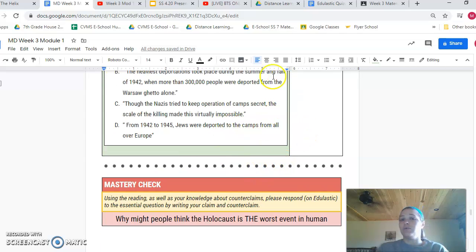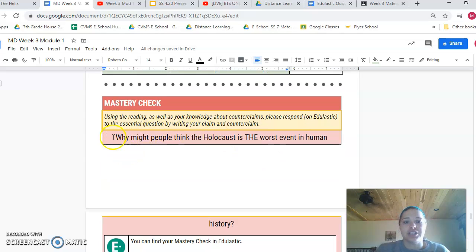When you are done with all parts, the counterclaim, and that guided reading, you have a mastery check on Edulastic. This mastery check is asking you, why might people think that the Holocaust is the worst event in human history? That's our essential question. You are going to create a claim and a counterclaim for that question.